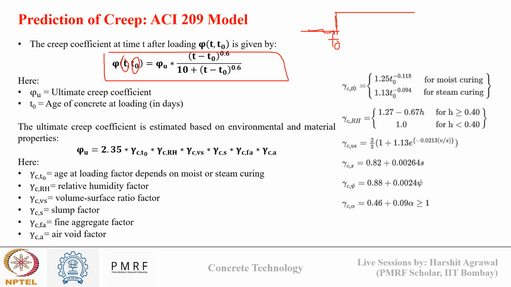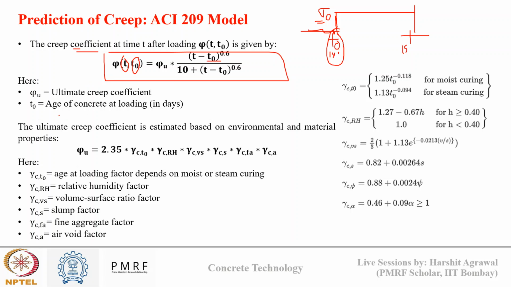So this is the stage at which I applied sustained stress on concrete. Then after time t, suppose this is 1 year, and then this is 15 years. If I know at 1 year I applied some strain on concrete, then after 15 years, what will be my creep coefficient? That is given by this formula.